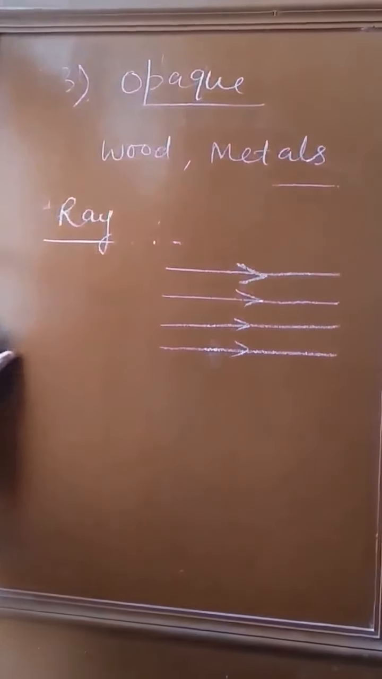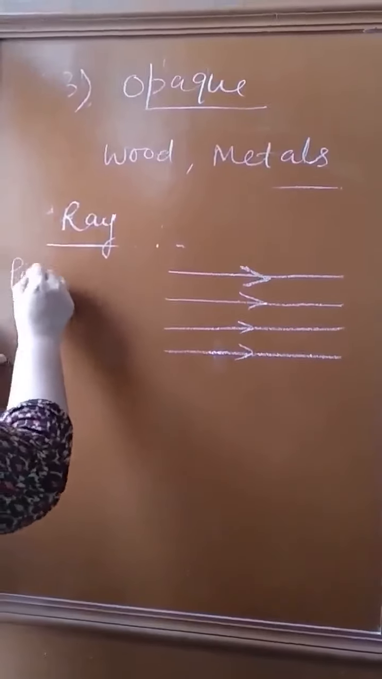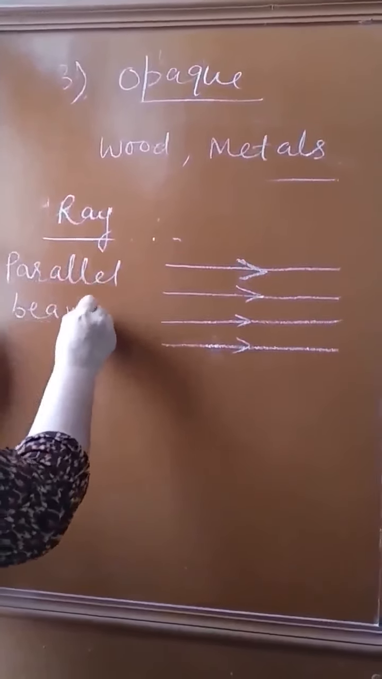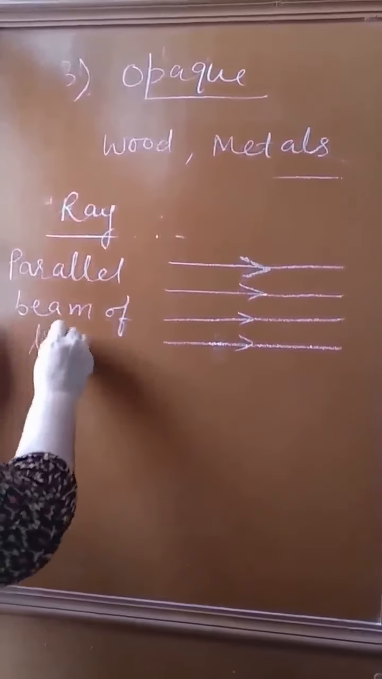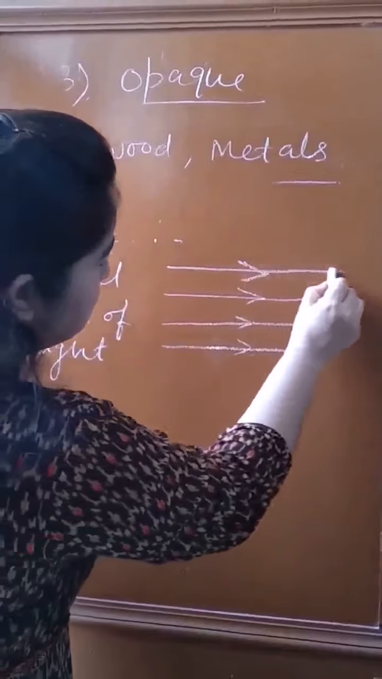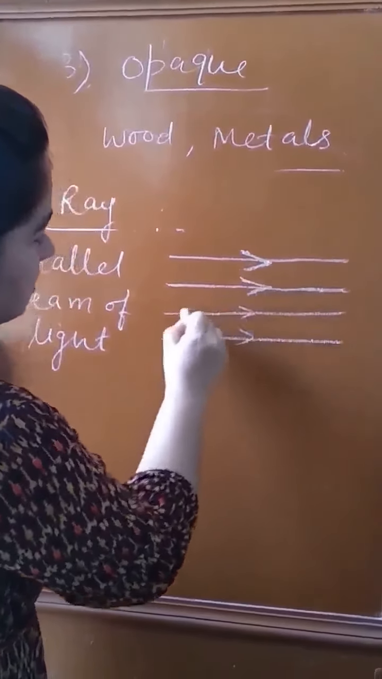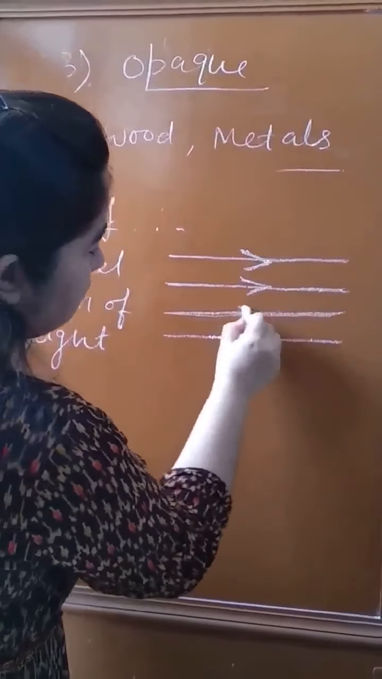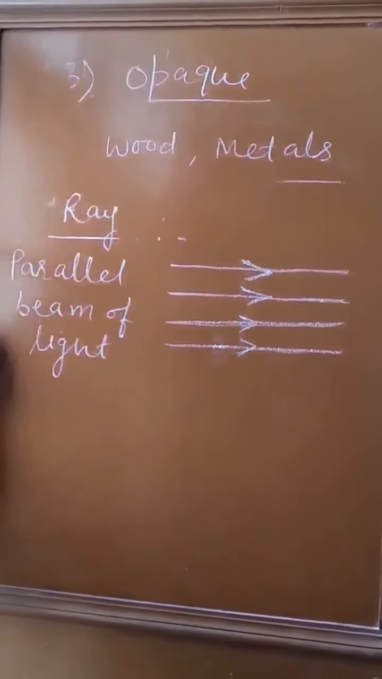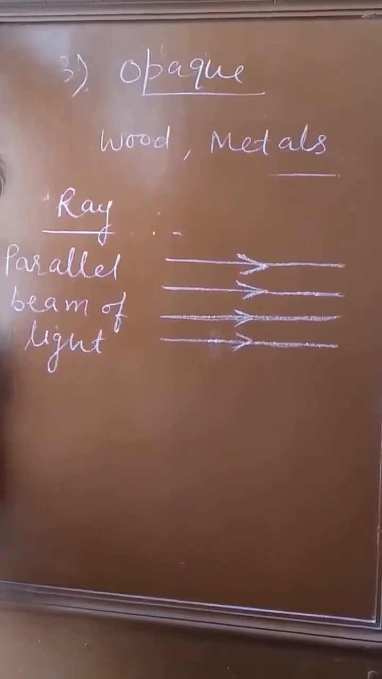A beam of light may be of three types. First one is parallel beam of light. When a number of rays go parallel to each other and are equidistant from each other, these are called parallel rays, and this is called a parallel beam of light.